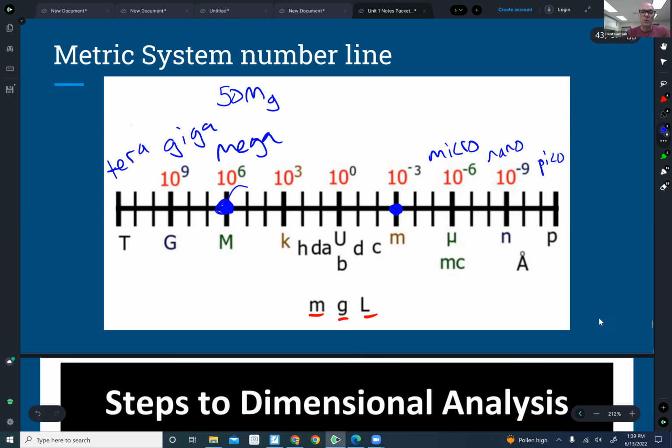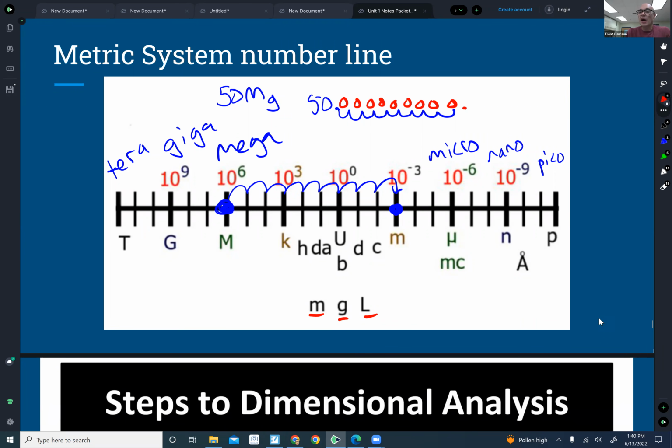So we will count 1, 2, 3, 4, 5, 6, 7, 8, 9. So that would mean the 50 will move its decimal point 1, 2, 3, 4, 5, 6, 7, 8, 9. All these empty humps are going to be filled in with zeros. The decimal point would go to the end.